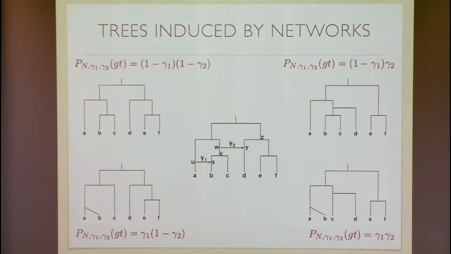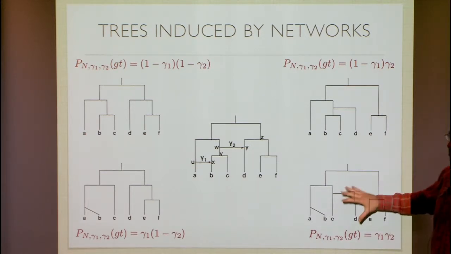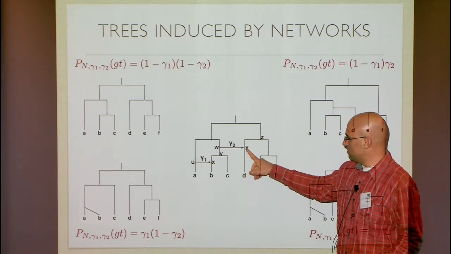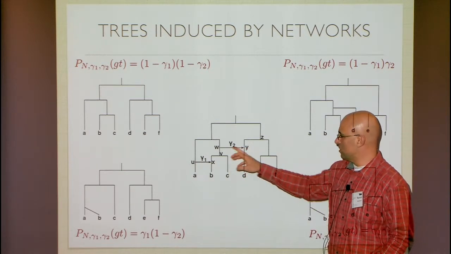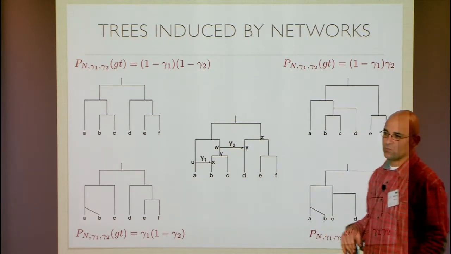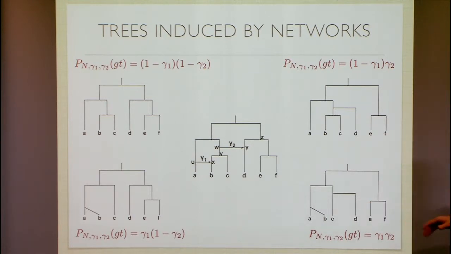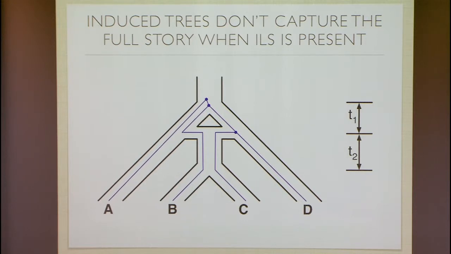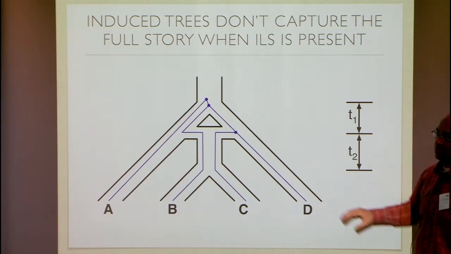And if we have only hybridization, then each one of these trees should be able to capture any of the genealogies in the evolutionary history. Because we don't have incomplete lineage sorting, so every gene you trace it back, it should trace one of the parents and coalesce at the most recent common ancestor. We should not have any noise in the picture. However, the problem is that this notion of induced trees does not capture the full story when ILS is present.